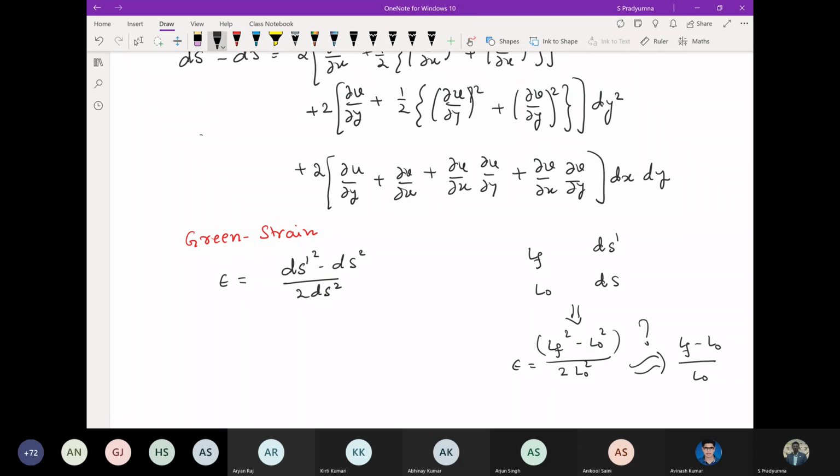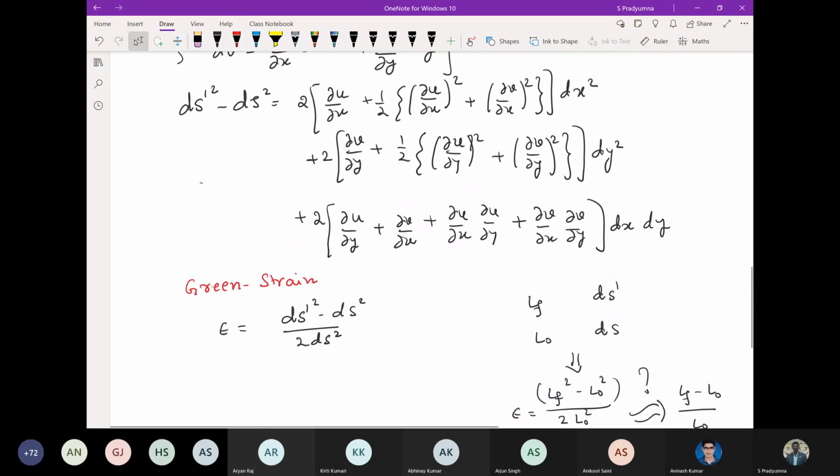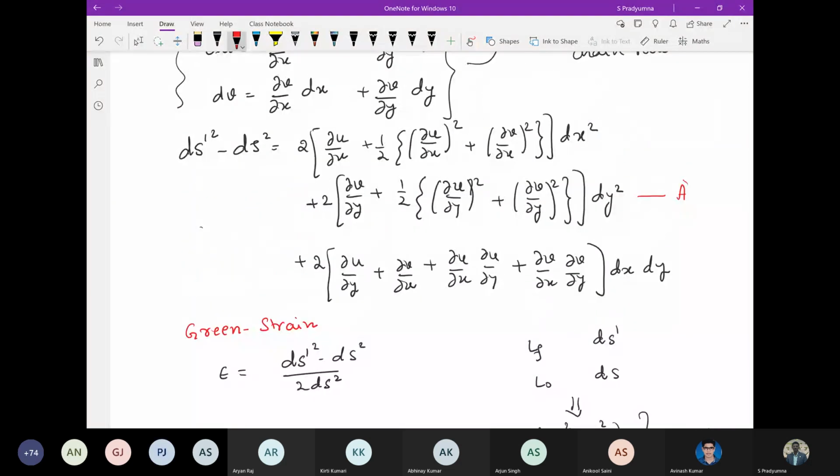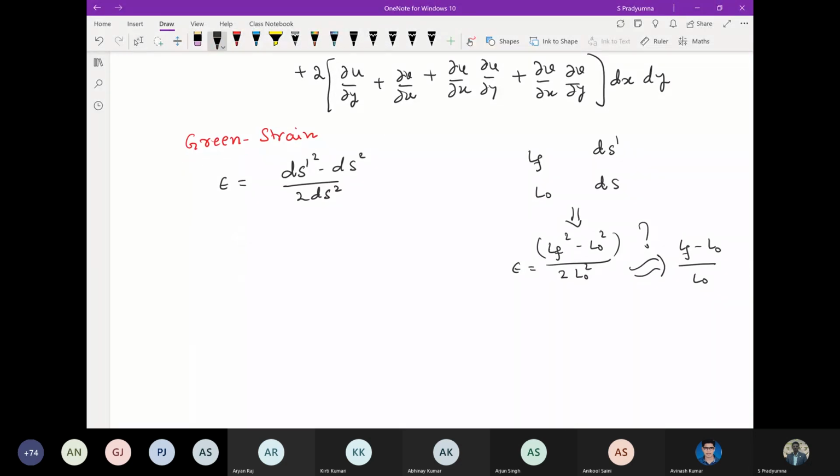So can we get this? So that we have to see. Let's say I am considering the general expression that is a green strain. Let's say now what I do is I call this equation A. So in order to get the green strain, what I do is equation A divided by 2 ds square.